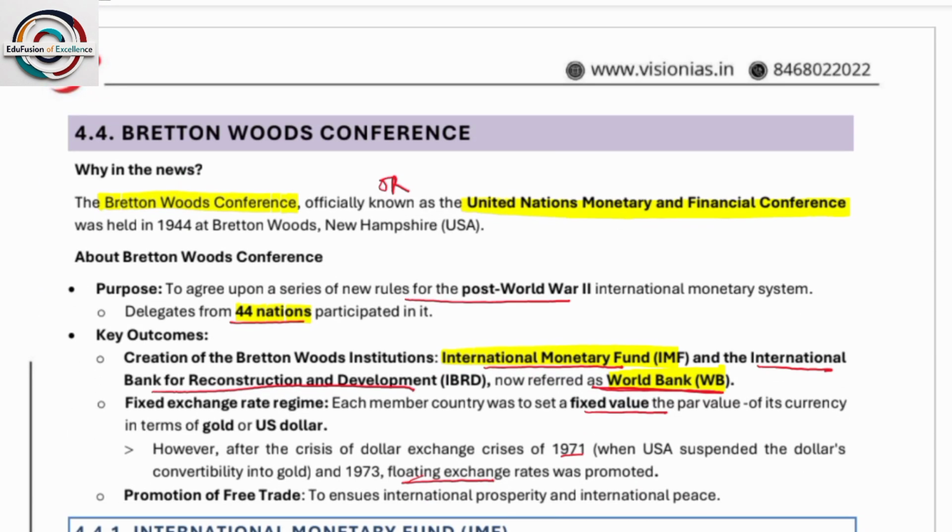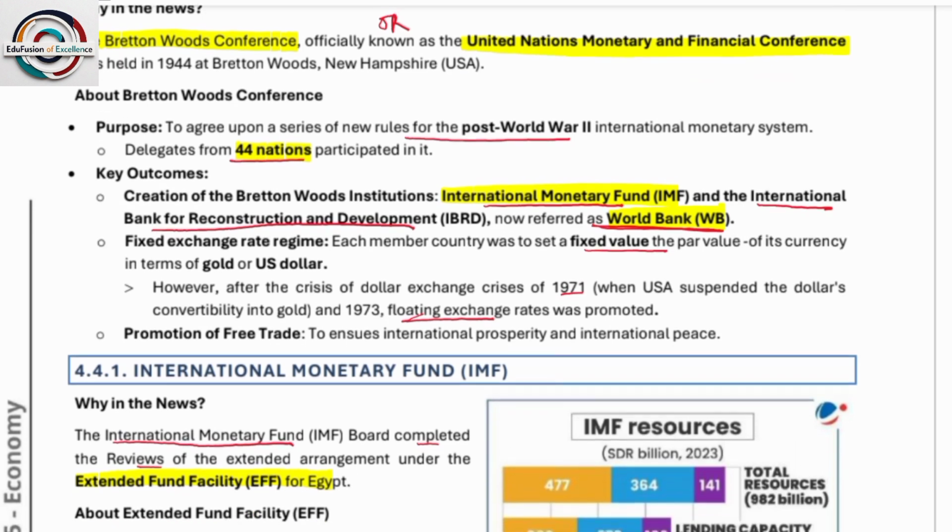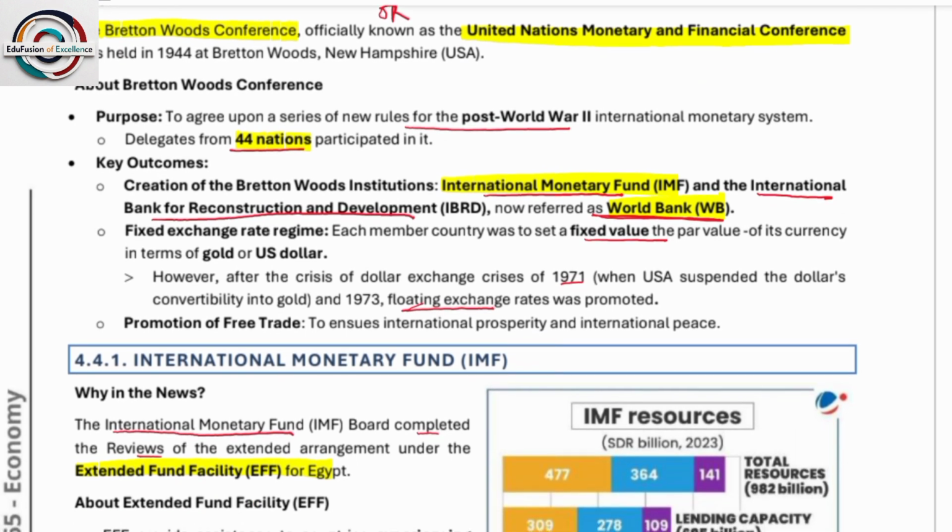So on this Bretton Woods Conference, I hope everyone has a clear idea of the Bretton Woods Conference. It led to the World Bank, the WTO (World Trade Organization), and the IMF (International Monetary Fund). I hope you have heard of the Bretton Woods Conference in this context. The Bretton Woods Conference, officially known as the United Nations Monetary and Financial Conference, was held in 1945 at Bretton Woods. Its purpose was to agree on new rules for the post World War II international monetary system.